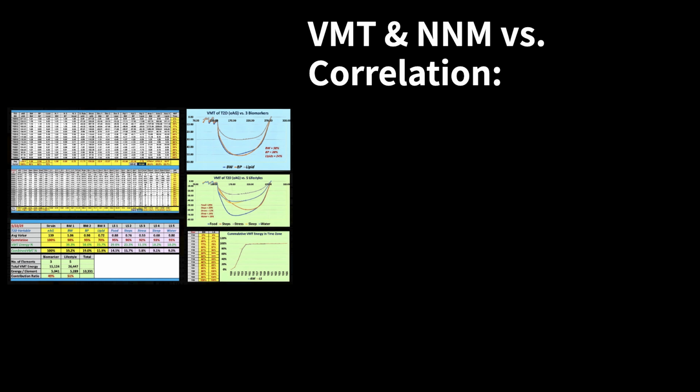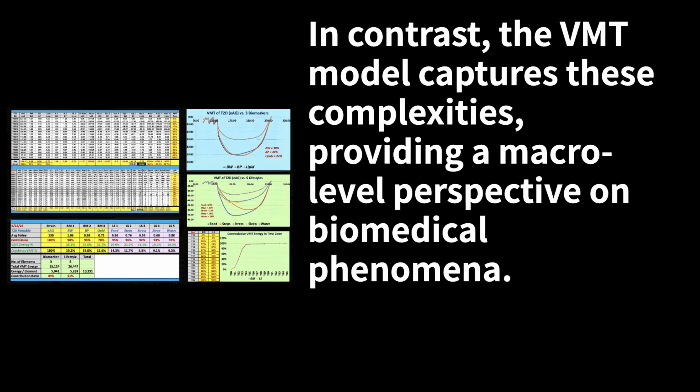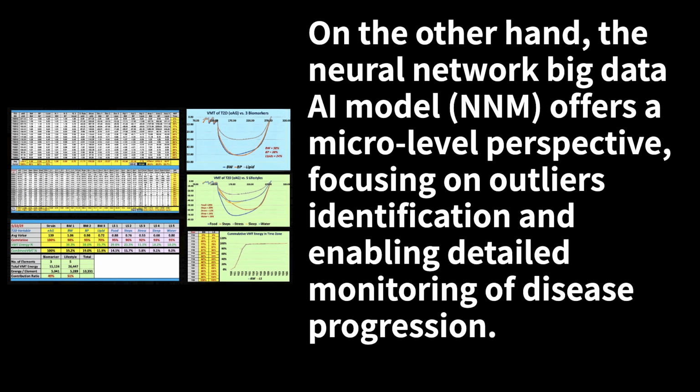VMT and NNM versus correlation. Correlation misses nonlinear, dynamic, and plastic, partially irreversible, effects, as well as multifaceted interdependencies and time-lagged responses. In contrast, the VMT model captures these complexities, providing a macro-level perspective on biomedical phenomena. On the other hand, the Neural Network Big Data AI Model, NNM, offers a micro-level perspective, focusing on outlier identification and enabling detailed monitoring of disease progression.